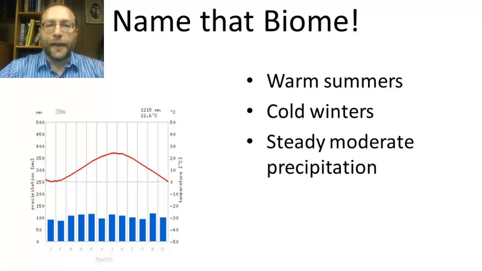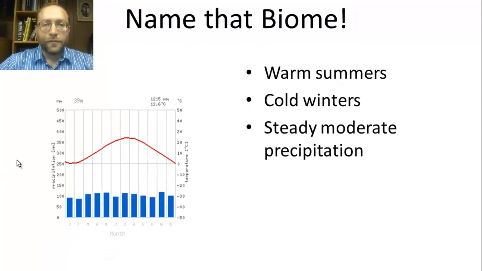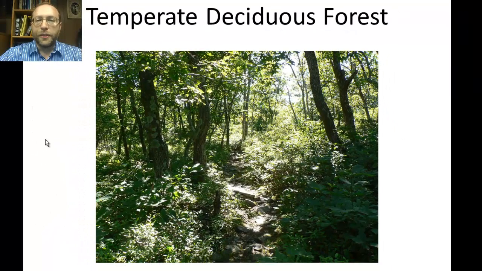What type of biome is that? Well, it's actually our biome. It's the temperate deciduous forest. And this picture, believe it or not, is New Jersey. Yes, there could be some really pretty spots in New Jersey. And this particular trail here is the most famous hiking trail in the United States, possibly the world. That's the Appalachian Trail.